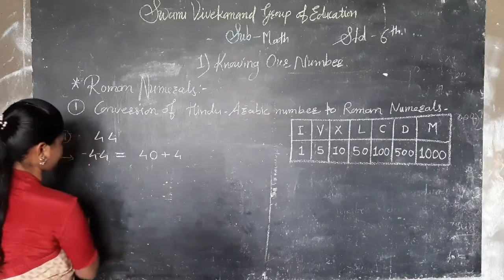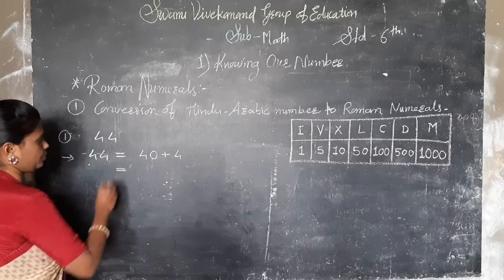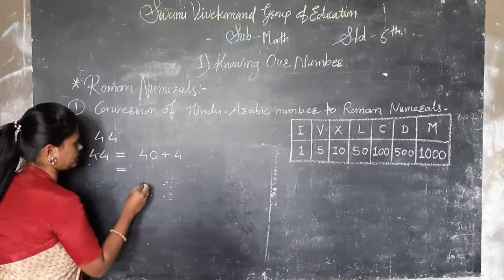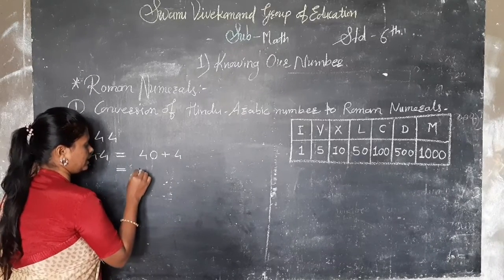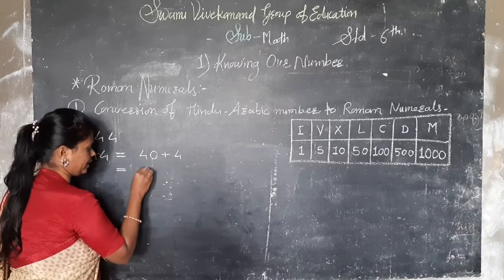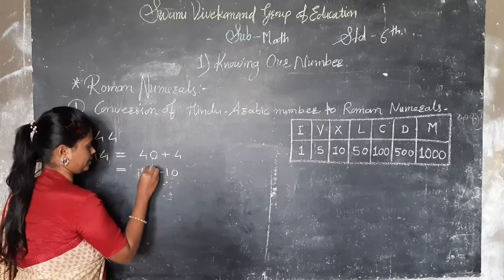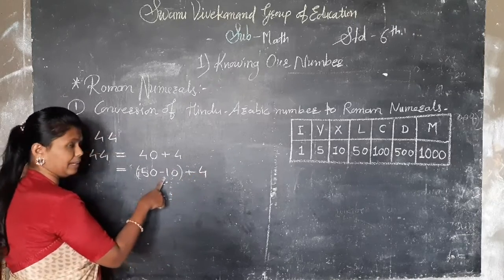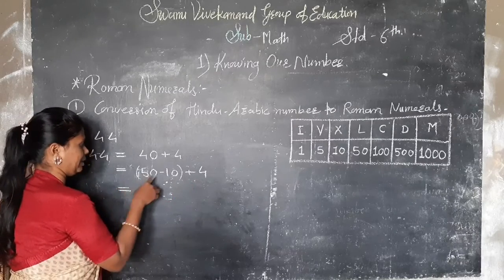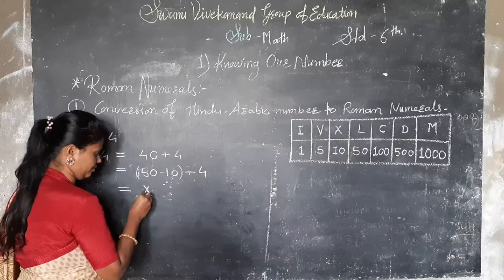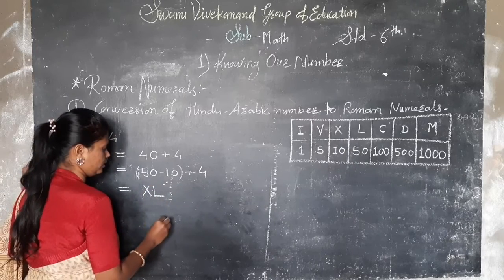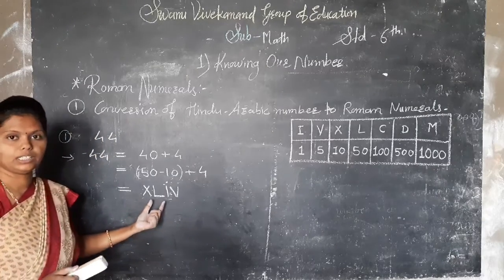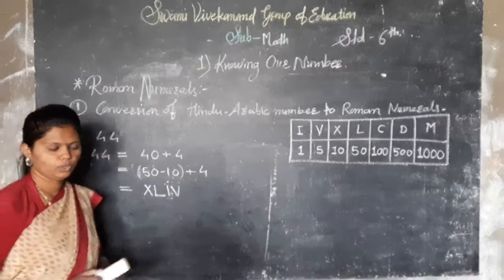Otherwise, one more time I will tell you how we are going to write it. First you have to write 40. So go towards the 40. 40 means, as I told you, 50 minus 10. Isn't it? I am going to put a bracket for that, plus 4. That means 40 plus 4. And 50 minus 10, that means XL, and this is for 4. So this is the number 44 in Roman numerals.